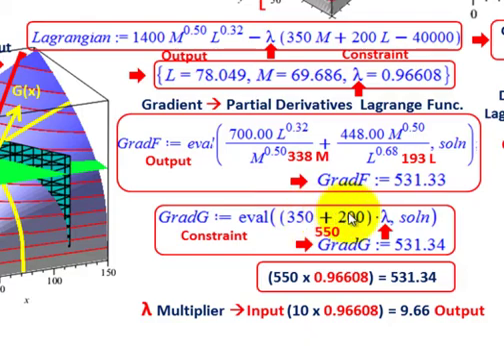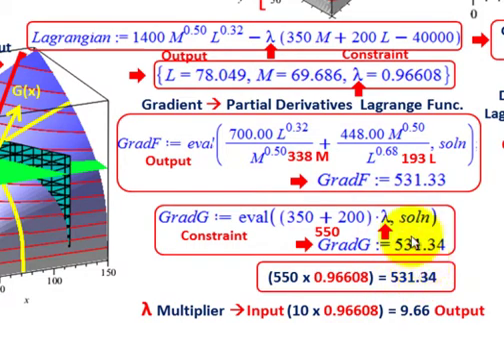The 350 and the 200 are the unit costs for material and labor here. Put that in, substituted the Lagrangian into our solution here, and what do we come up with? The gradient here is now, take our lambda. That lambda was 0.96608, so we take that Lagrangian multiplier, times the 550 here, and what does it give us?